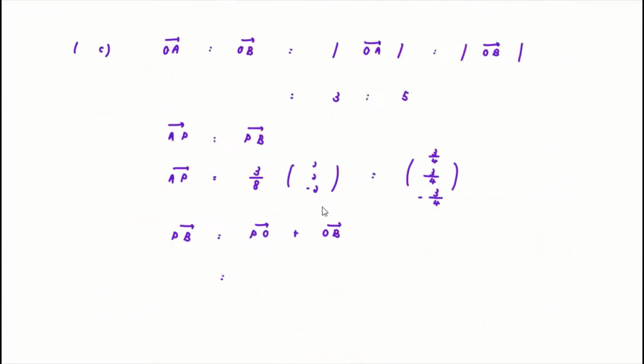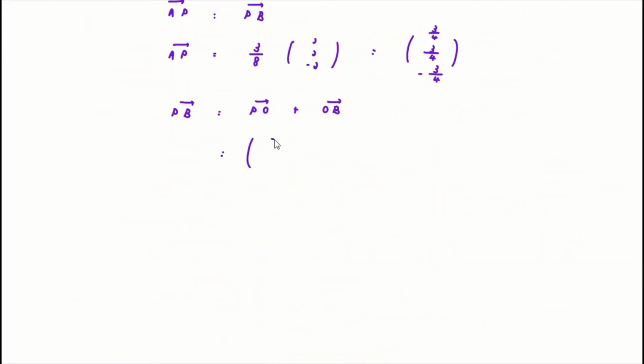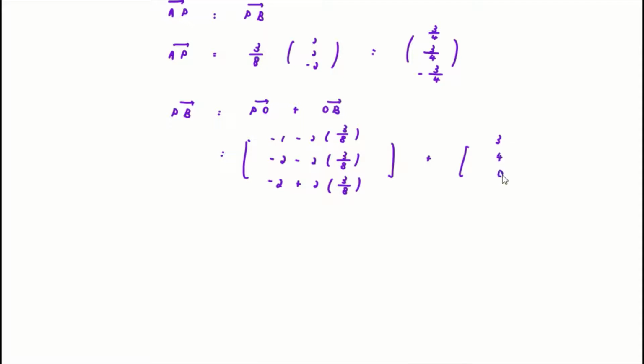So -1 minus 2, 3 over 8. Then the second one is -2 minus 2, 3 over 8. Then the last one we have -2 plus 2, 3 over 8. Okay, so this is the part for PO. Then for OB, you can straight away get it from the question already, which is 3, 4, and 0. So now let's add them together. You can straight away use your calculator to help you do that. So 5 over 4, 5 over 4, and -5 over 4.